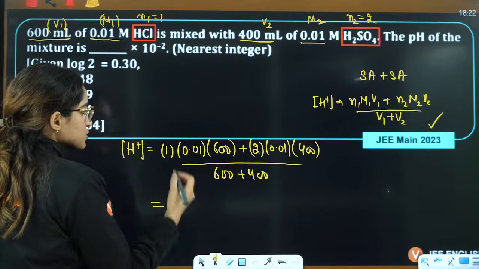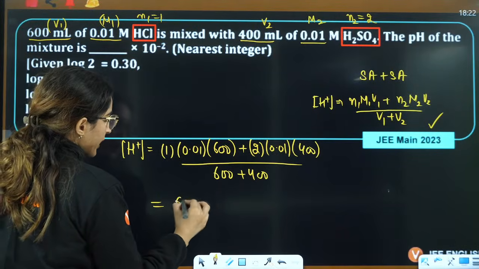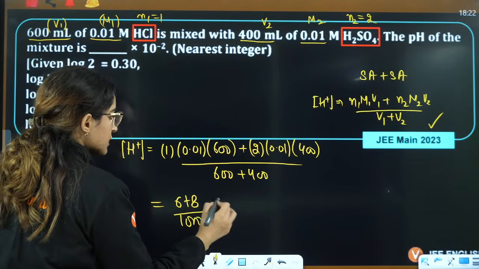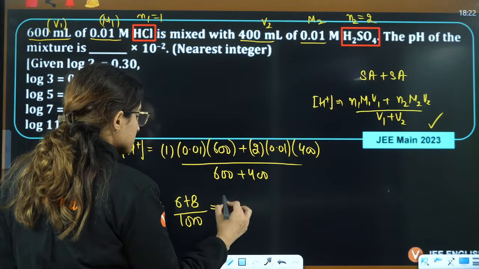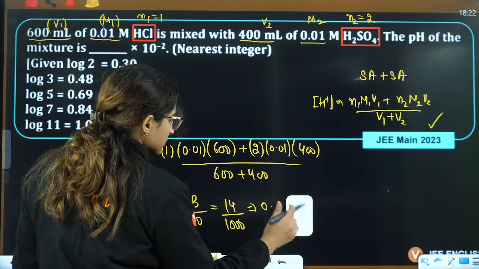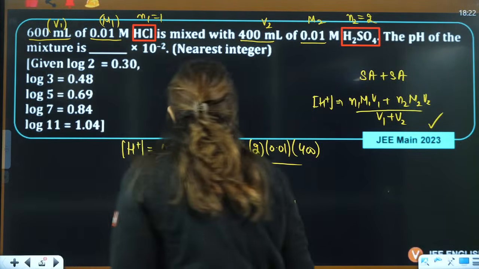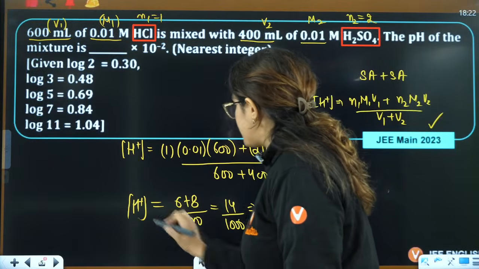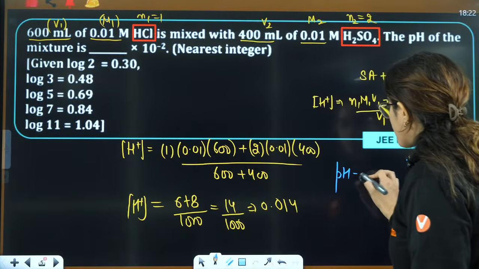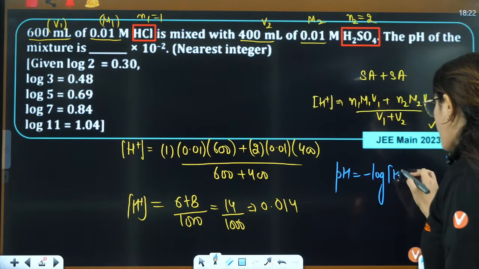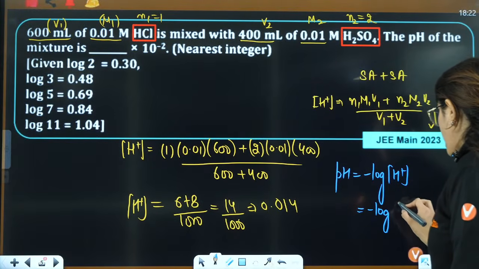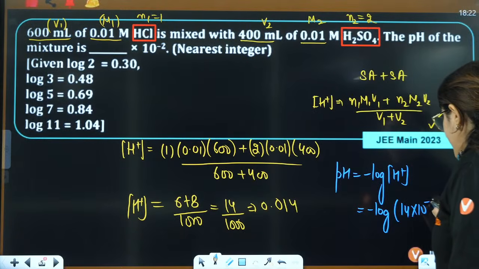If you solve this, this will cancel. 6 plus 4 is 10, right? This is going to be 1000, right? So it is going to be 6 plus 8, that is 14 by 1000, that is 0.014, right? That is going to be the H positive concentration. So what is going to be the value of pH? pH is equal to minus log of H positive concentration, that is minus log of 14 into 10 raised to power minus 3.